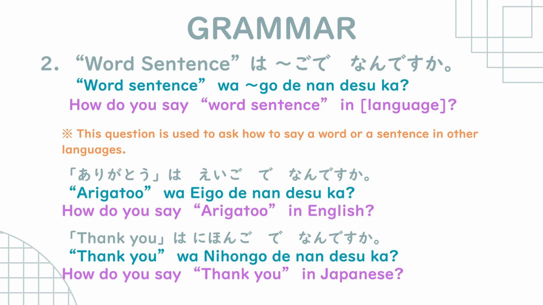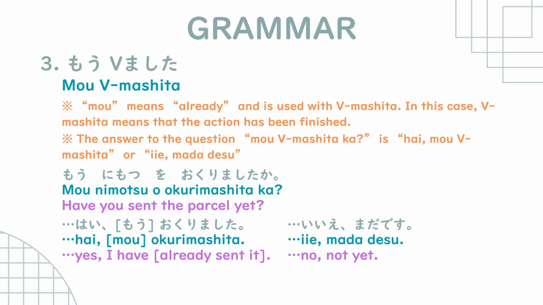And then we have the last grammar for this lesson. We have mo, verb, mashita. If you remember, mashita is a form of past, okay? If the verb is in past tense, this is the form of it, mashita. Mo means already and is used with verb mashita. In this case, verb mashita means that the action has already been finished.